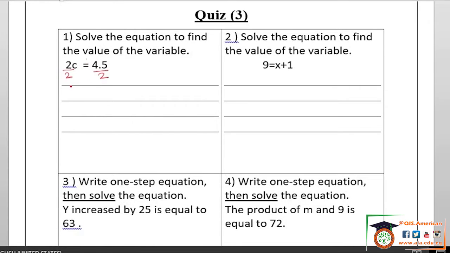And if you remember, we used to draw this upside down T to make things in order a little bit. 2 divided by 2 equals what? 1. I don't need to write 1. It's the invisible 1 if you remember. Now what's left here? Only C. Then I'm going to drop down the equal sign. 4.5 divided by 2. I can do long division.